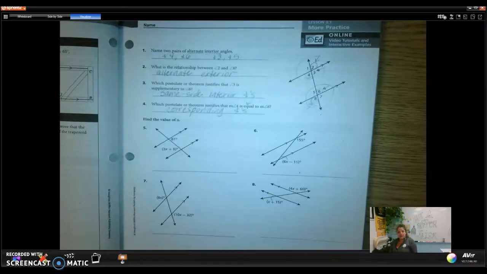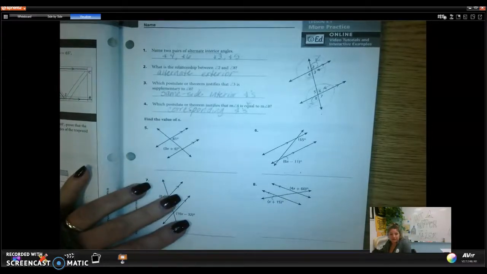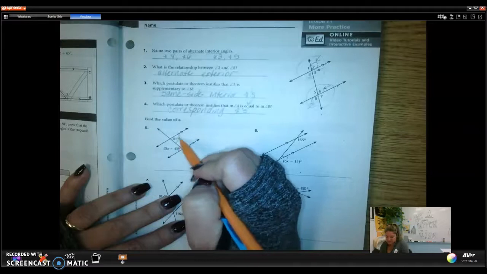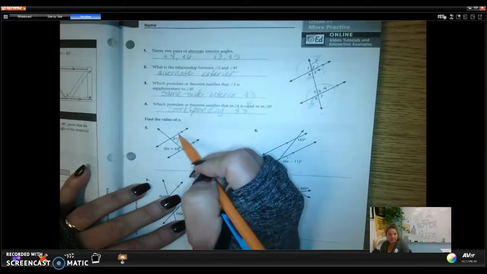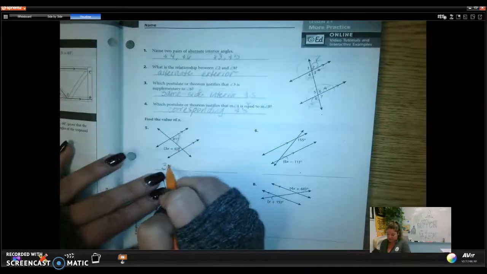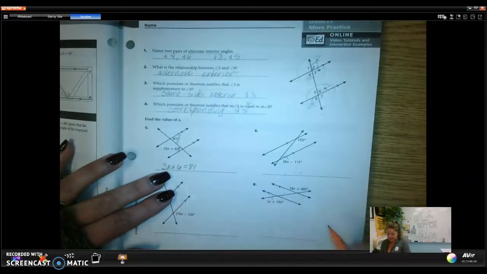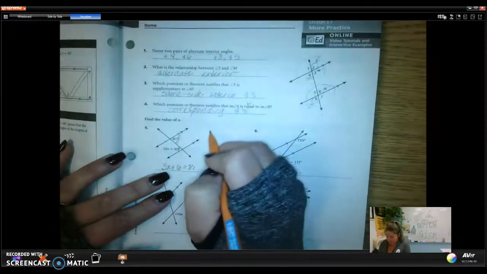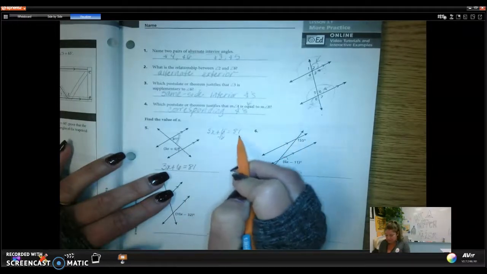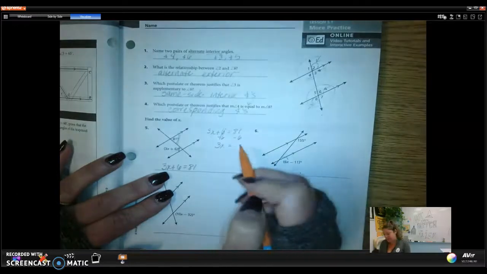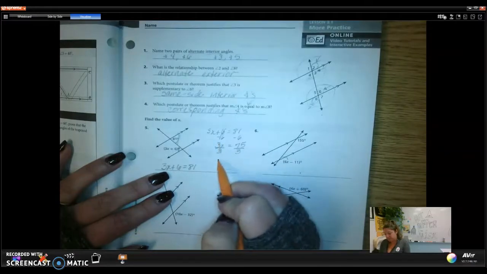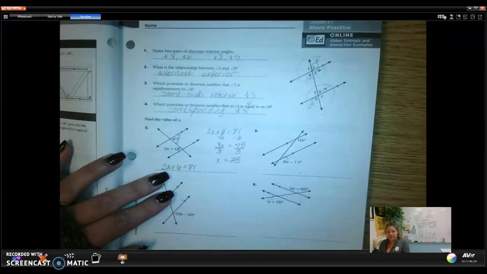All right, let's go take a look at number 5. So number 5, we need to find the value of x. The first thing we have to do is say what these two angles are. And so these two angles are alternate interior, which means they're going to be equal to each other. So 3x plus 6 equals 81. Okay, let's go do a little bit of algebra. So 3x plus 6 equals 81. We're going to subtract 6 from both sides. And that's going to give us 75. And then we're going to divide by 3. 75 divided by 3 makes 25.